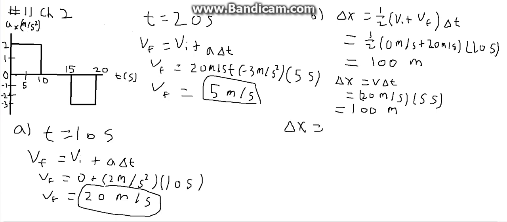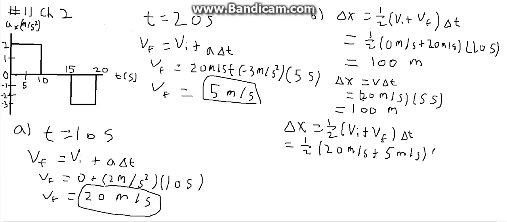Change of x equals 1/2 times v initial plus vf times change in t, which equals 1/2 times 20 meters per second plus 5 meters per second times 5 seconds, because we are going from 15 to 20 seconds, which equals 62.5 meters.